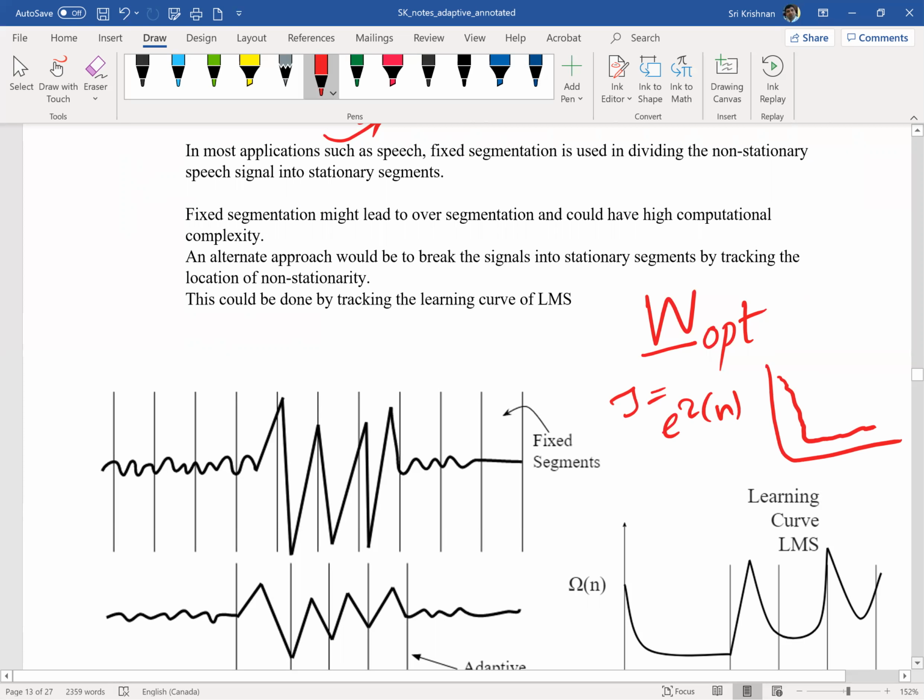This curve, the plot of e squared n versus n, is also known as a learning curve. It's also a concept very popular in machine learning. It shows how fast your algorithm is learning with respect to the number of time samples. The red plot I plotted may be for a specific mu in the case of least mean square, because in least mean square the main parameter is mu, the step size.